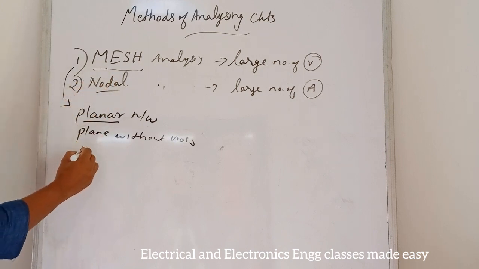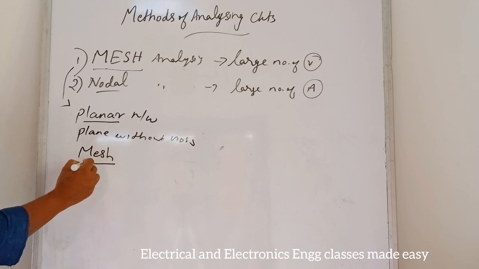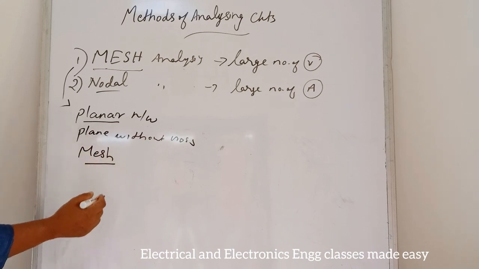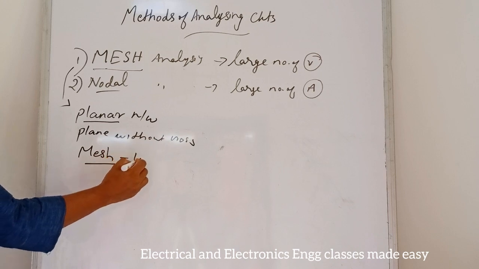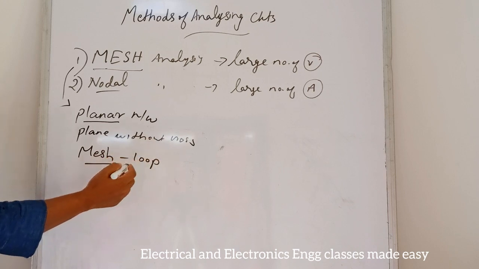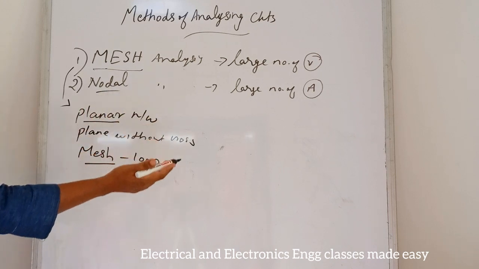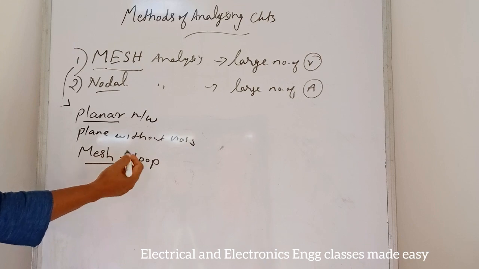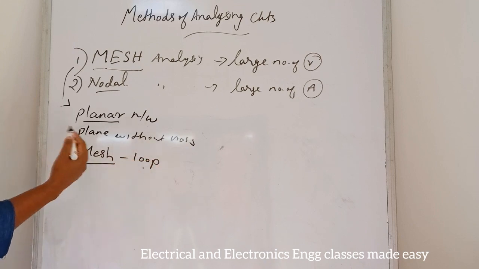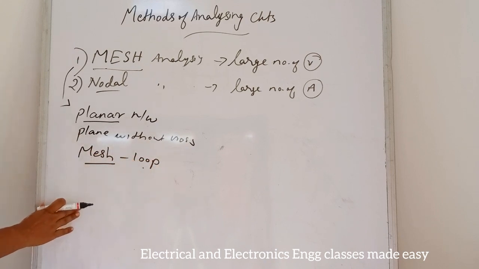And a mesh. What do you mean by a mesh? Mesh means it is a loop which does not contain any other loops within it. So, mesh is defined as the loop which does not contain any other loops within it.